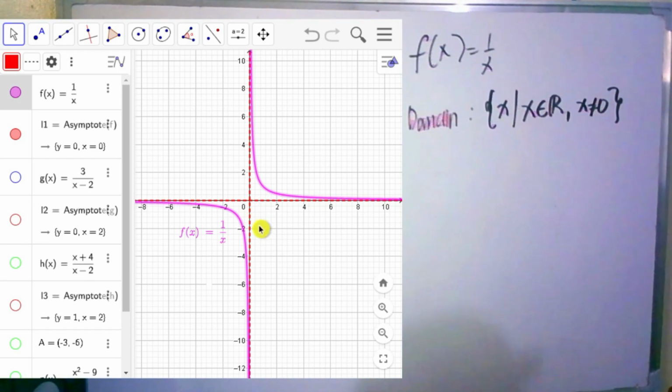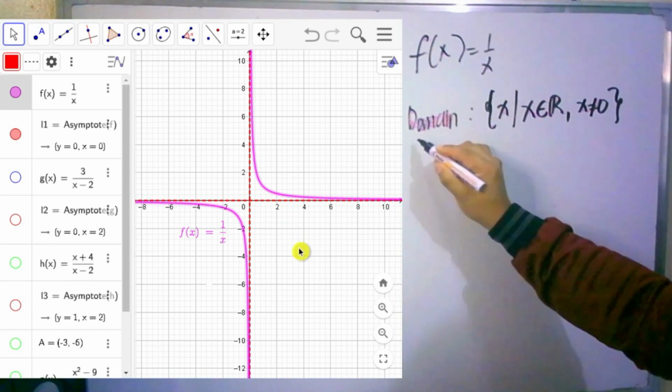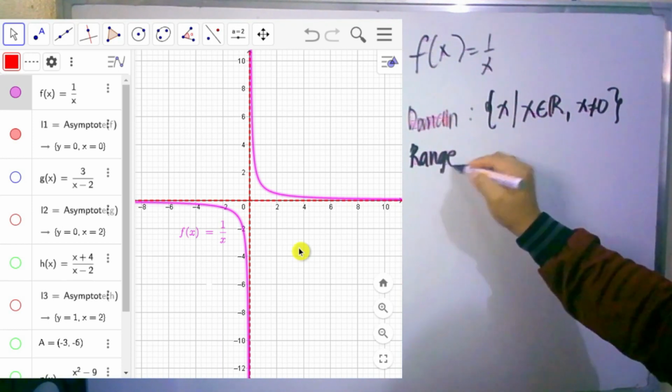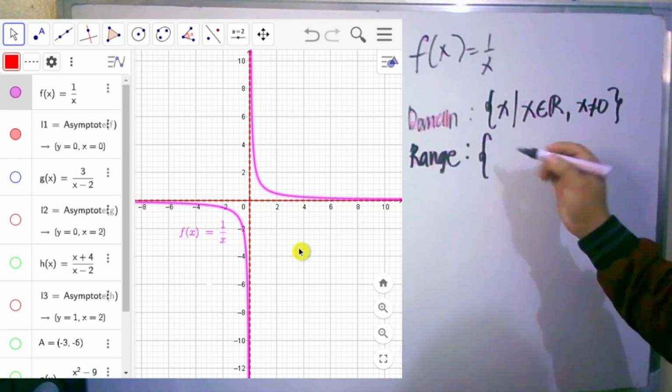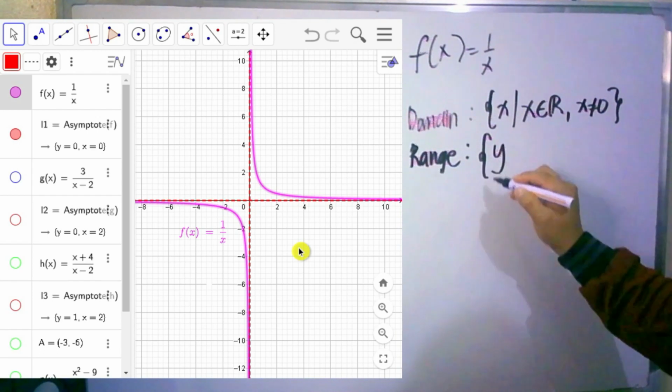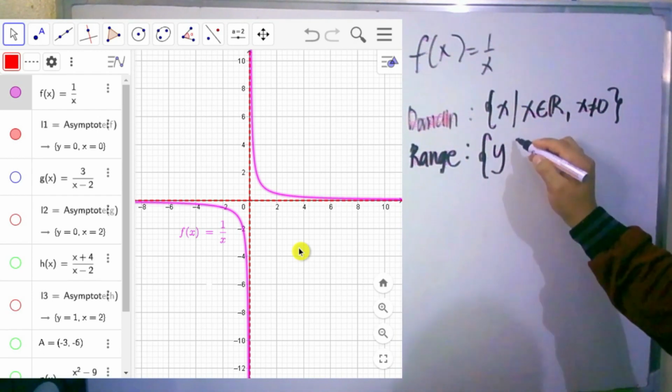Now, how about the range? The range is the part of the y-axis covered by the graph. And if we look at the graph, there's a part of the graph na naka-align naman sa negative y-axis, ganun din sa positive y-axis. But there is an exemption. What part of the y-axis ang hindi kasama sa range? Anyone? 0 pa rin.